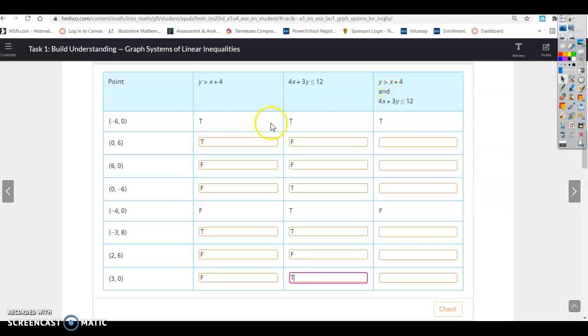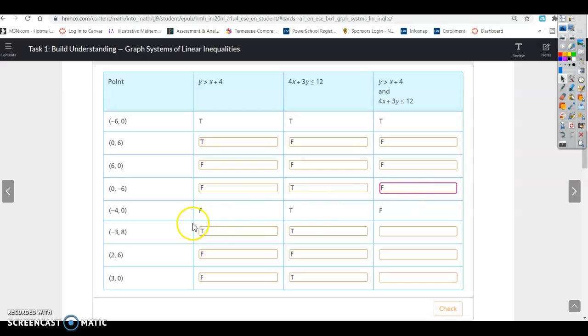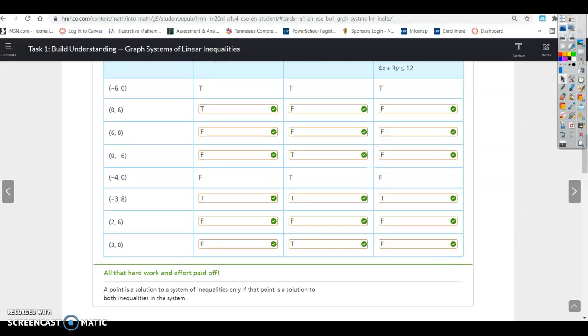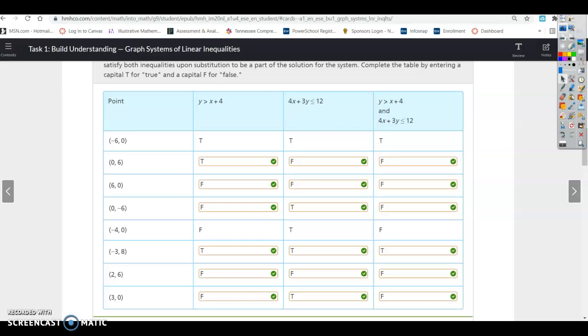So the top one, it was true, true, so this one has to be true. This one's true, false, so this one would be false. If it has at least one false, then it's false. False, true. This one is false. False, true, false. True, true, so this one's true. False, false. And this one is false, true, so that means this has to be false. All right, let's see if I did that correctly.